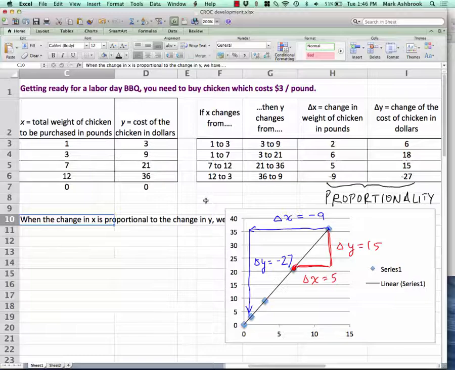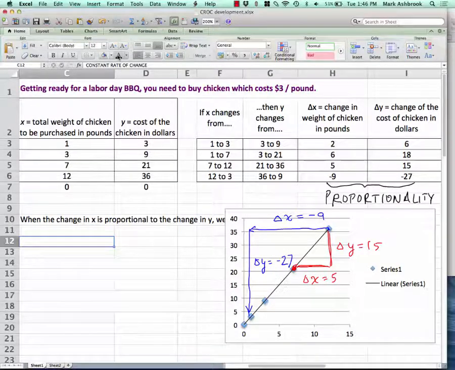When the change in y is proportional to the change in x, we have constant rate of change. There are three mathematical results of this. This is the overall definition of constant rate of change, that the change in y is proportional to the change in x. But there are three mathematical consequences that we need to know.